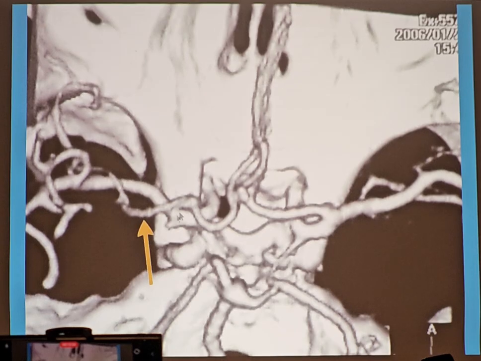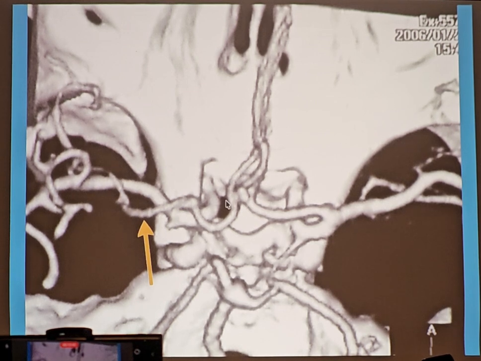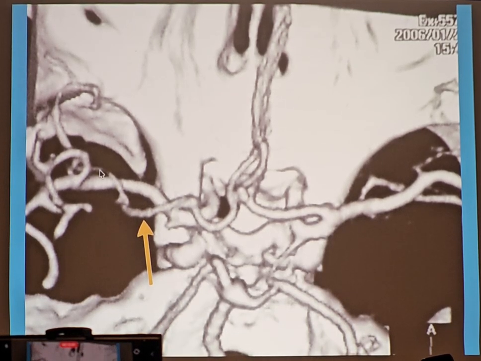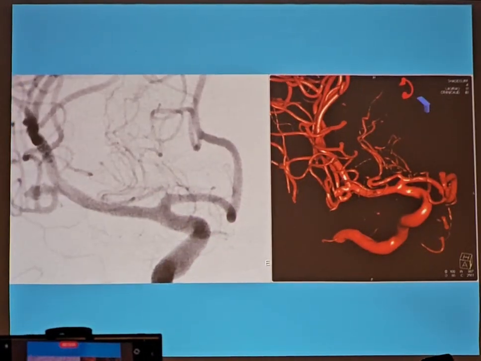Another example, but now we've got the origin off the A1, A2 junction, right? So this is looking from the top. Here's the ACA complex, the anterior cerebral arteries. Here's the left middle cerebral, and then coming off from the region over here, we've got the Huebner with a big cortical territory, an accessory middle cerebral artery.